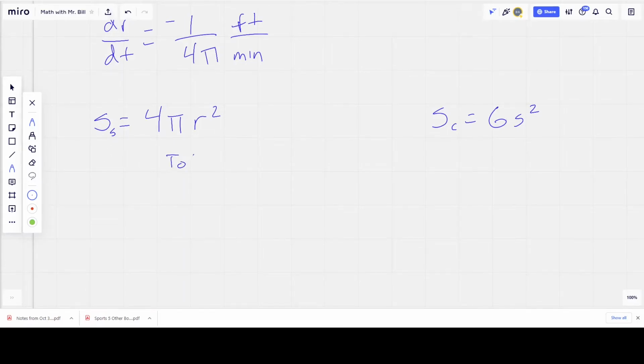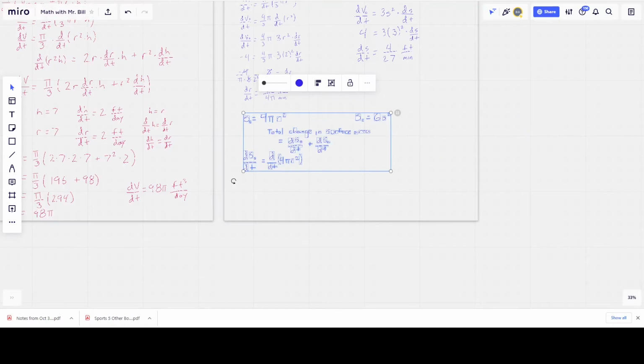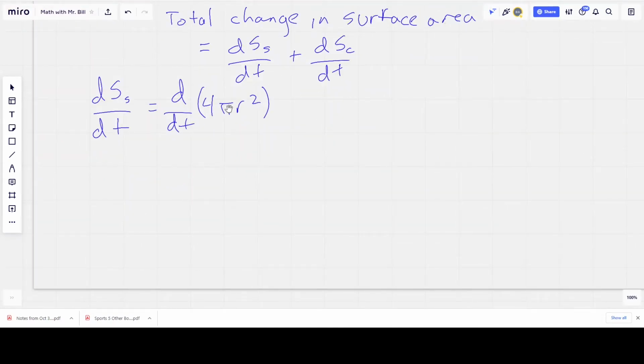So the total change in surface area is equal to the change in the surface area of the sphere with respect to time plus the change in the surface area of the cube with respect to time. So we need to find those two things, fill in what we have, and then combine them. Okay, so we have the change in the surface area with respect to time, and we have to take the derivative now of 4 pi r squared.